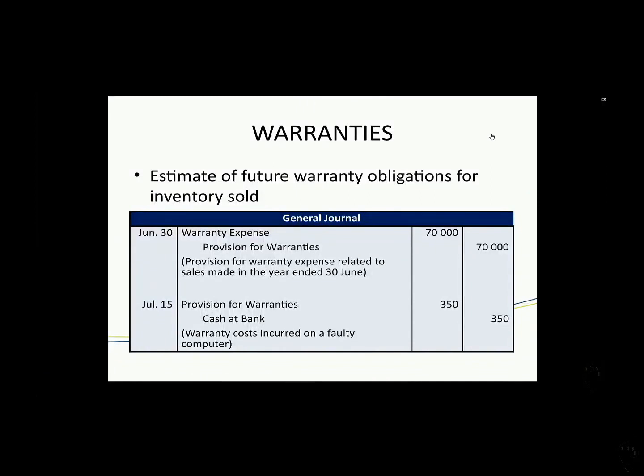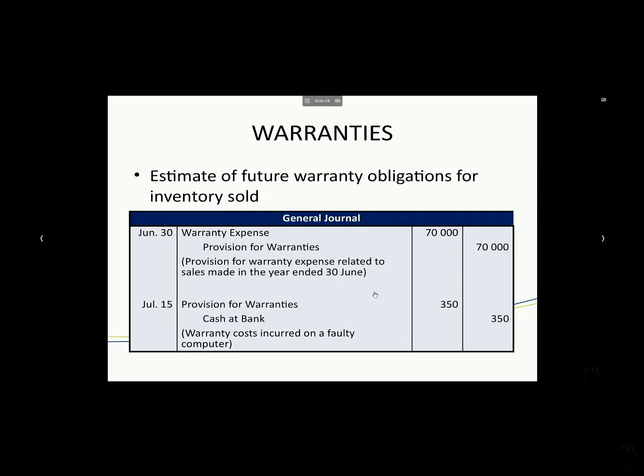Warranties: an estimate of future warranty obligations for inventory sold. We've all bought stuff from Harvey Norman, from JB Hi-Fi. When we buy stuff from those companies, we get a warranty, generally 12 months, can be more. You can actually buy an extended warranty for a lot of products, particularly through Harvey Norman. They offer you an extended warranty, so you can enter into a warranty contract for a longer period than normal.